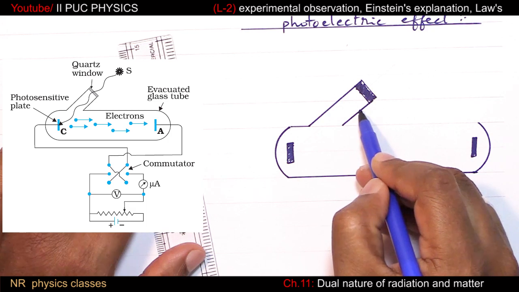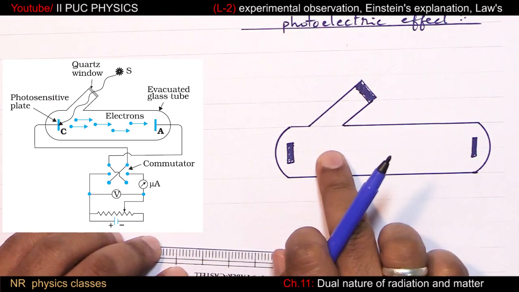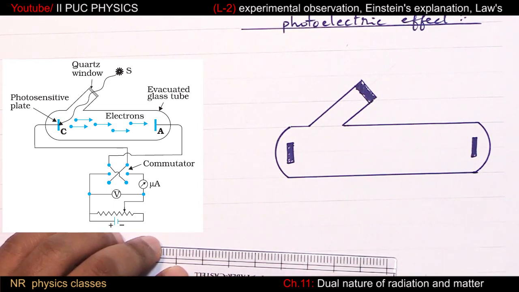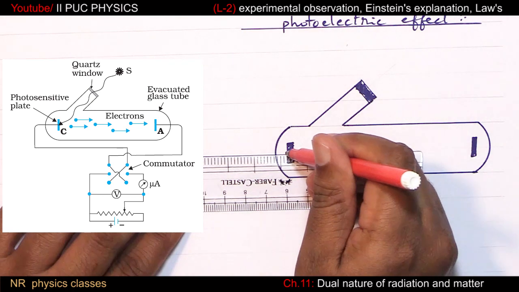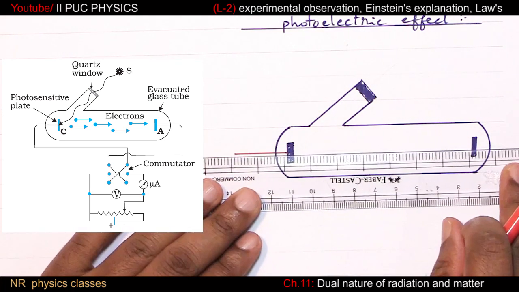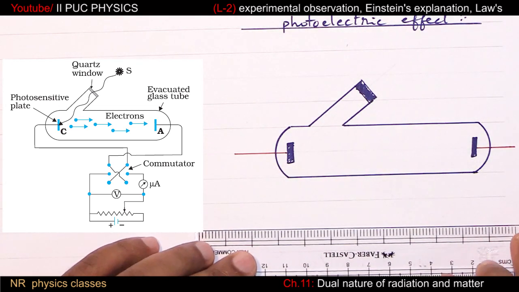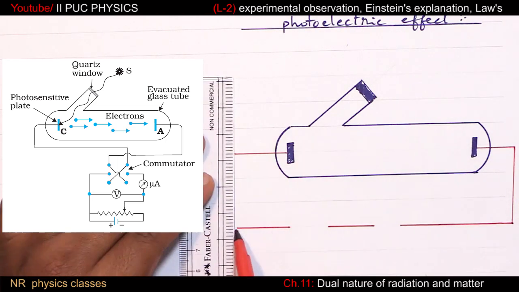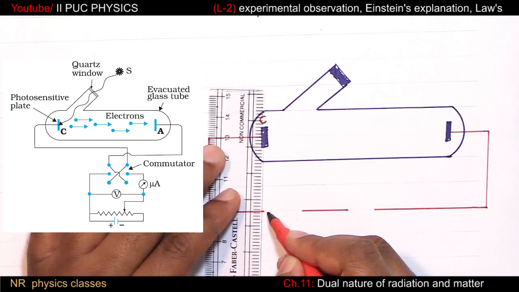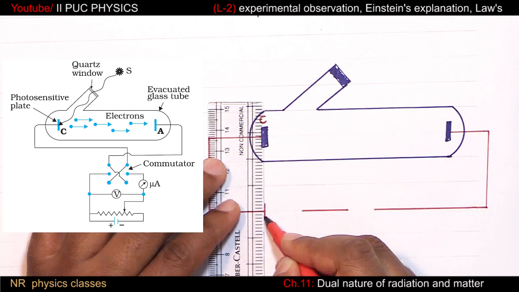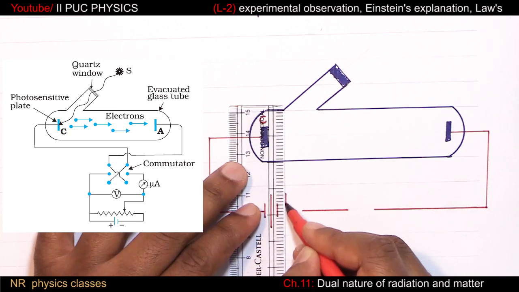This is the side tube, the quartz window. This is how an evacuated glass tube looks. Cathode is connected to a battery and then the anode. C for cathode. This cathode is connected to the negative of a battery. Negative, positive, negative, positive.